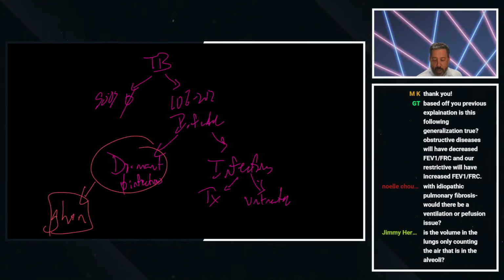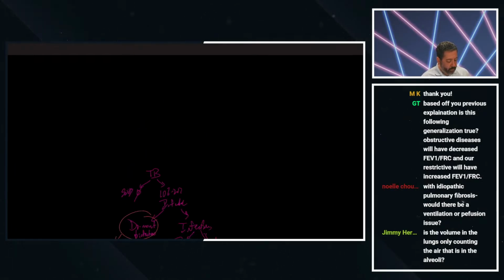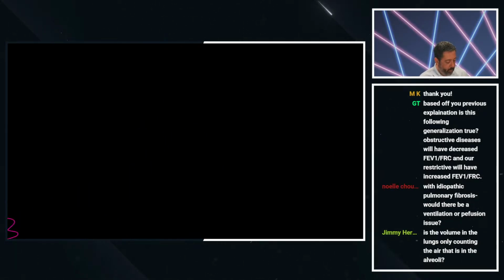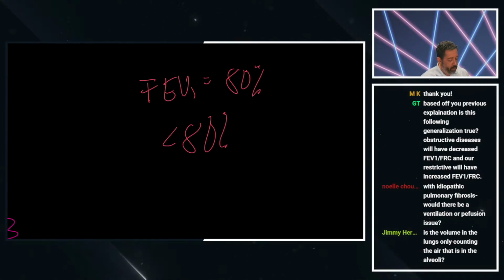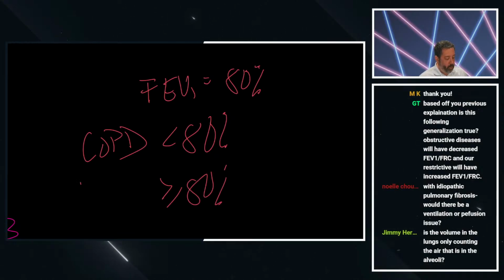So obstructive diseases will have a decreased FEV1/FVC, yes, so the percent will go down. In normal, it's 80%. Less than 80% is your COPDers, and potentially greater than or equal to 80% will be your restrictive lung disease patients.